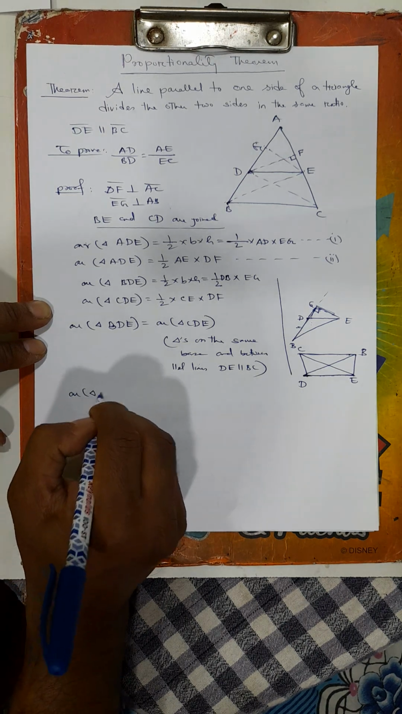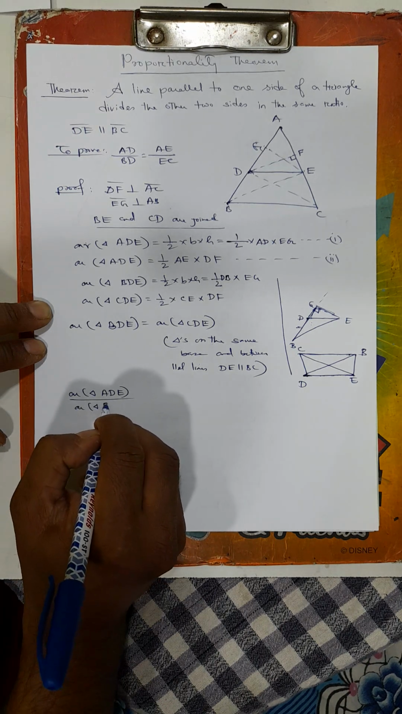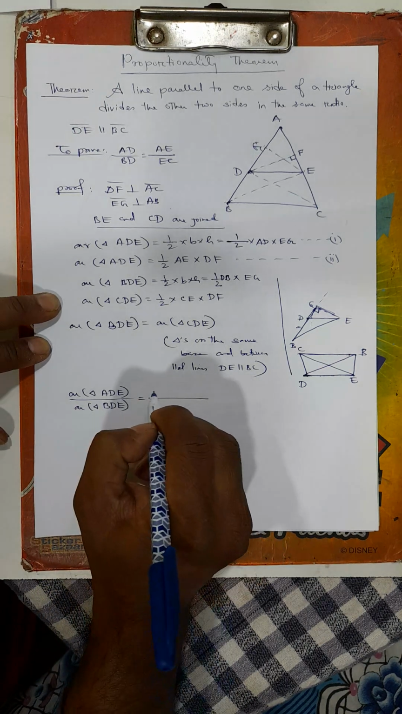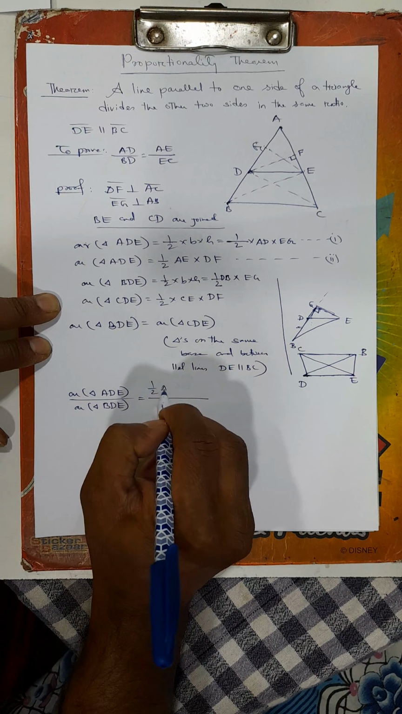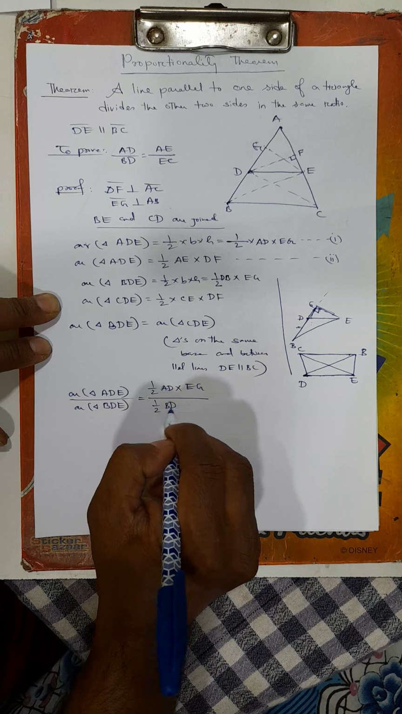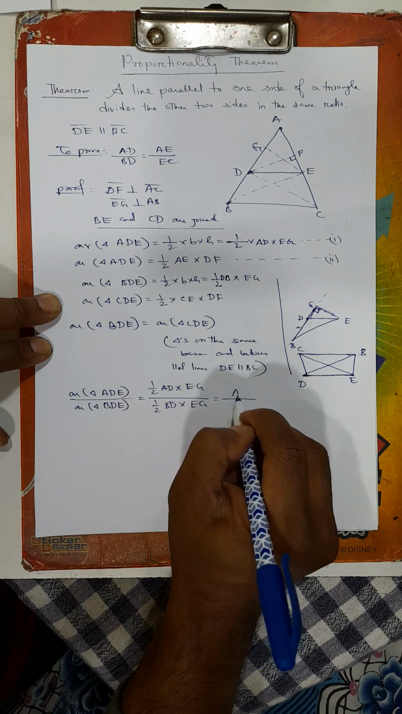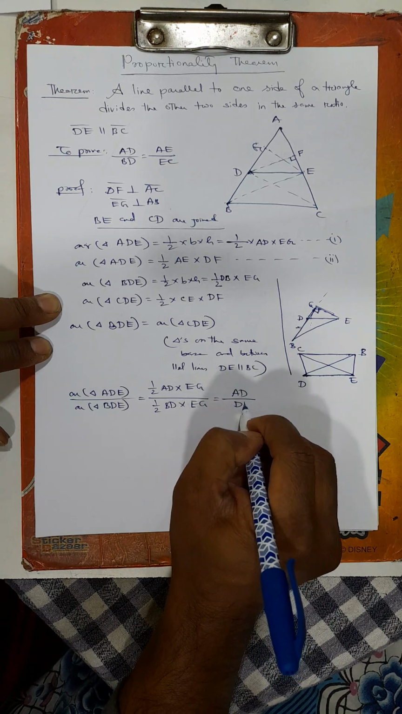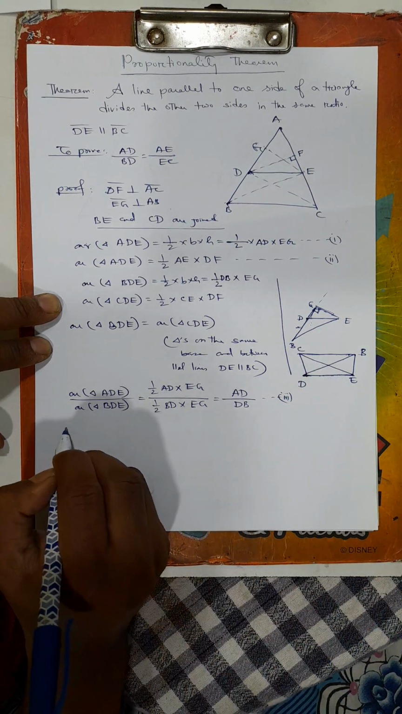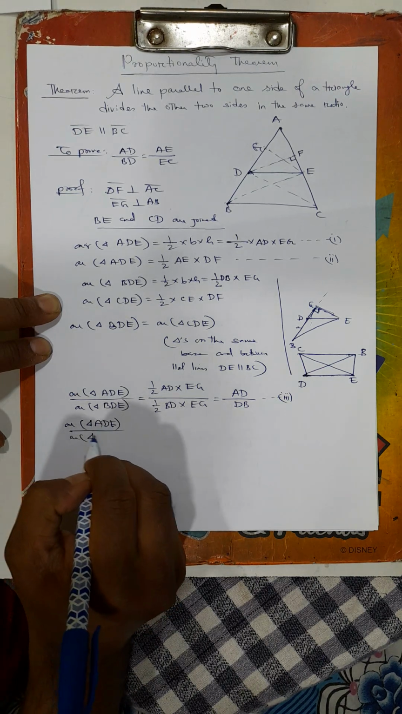Now you see, we can compare these ratios. Suppose area of triangle ADE by area of triangle BDE. What is this area? ADE is half of AD into EG. Area of BDE is half of BD multiplied by EG. This you find AD by DB. This is suppose 3. Then you find area of triangle ADE by area of triangle CDE.